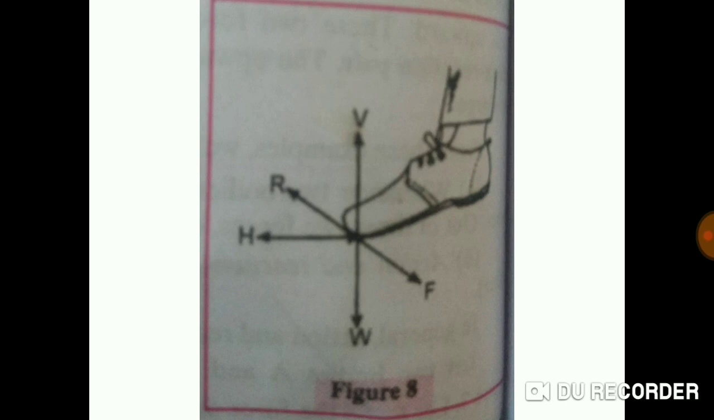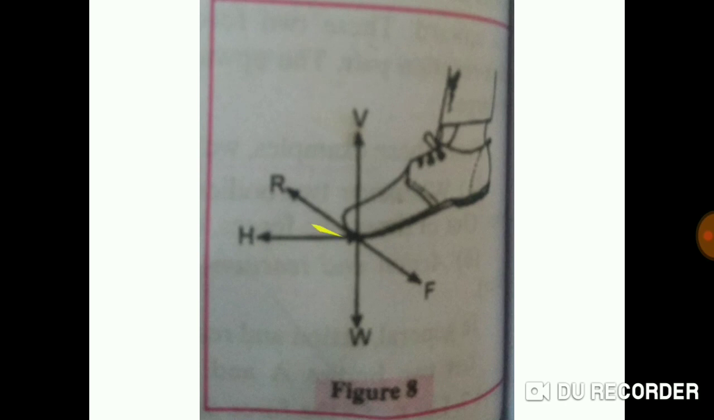According to Newton's third law of motion, an equal and opposite reaction force, this R is the reaction force, acts on the foot of the person. Now this reaction force we can divide into two components. One is the vertical component, the other is the horizontal component. This vertical component will balance the weight, and this horizontal component helps the person to move in the forward direction.